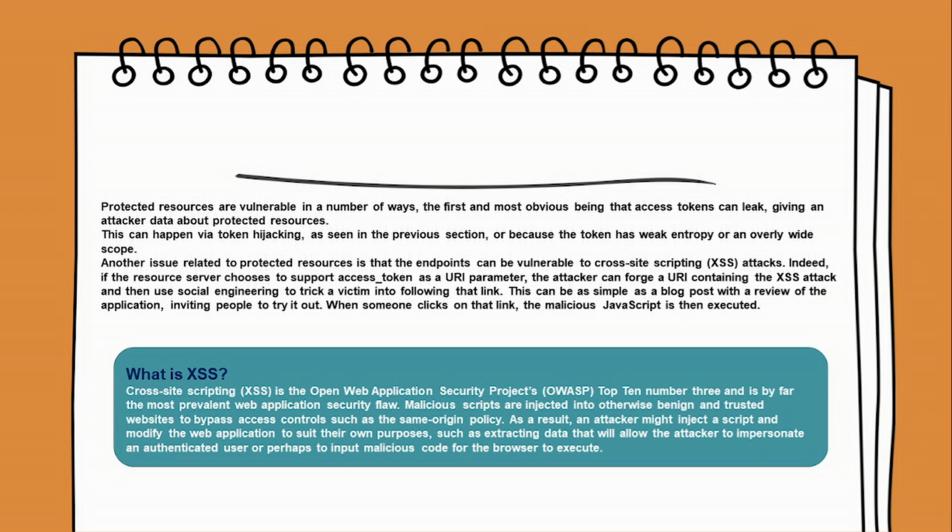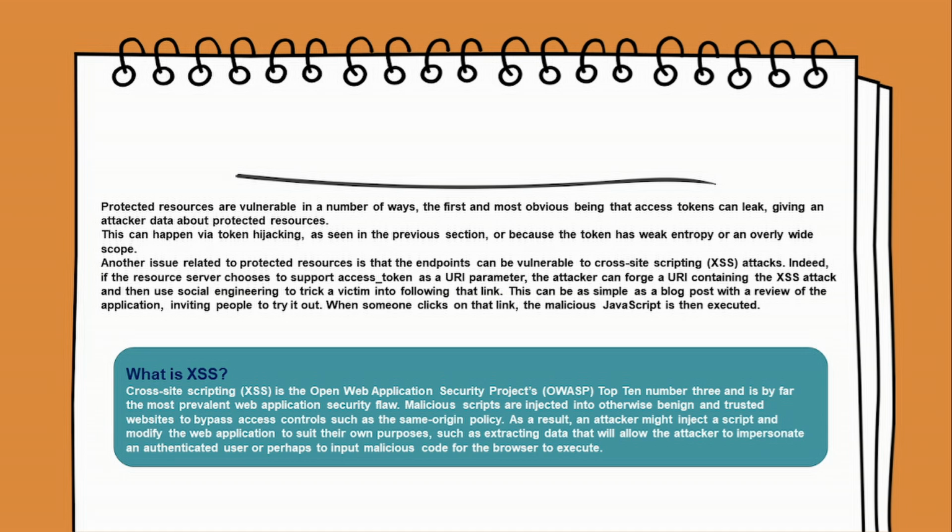And what is this cross-site scripting? It is OWASP Top 10 number 3, and is by far the most prevalent web application security flaw. Malicious scripts are injected into otherwise benign and trusted websites to bypass access control such as the same origin policy. And what happens as a result? An attacker might inject a script and modify the web application to suit their own purposes, such as extracting data that will allow the attacker to impersonate an authenticated user, or perhaps to input malicious code for the browsers to execute. As we have seen in a previous section, the same thing applies here also.